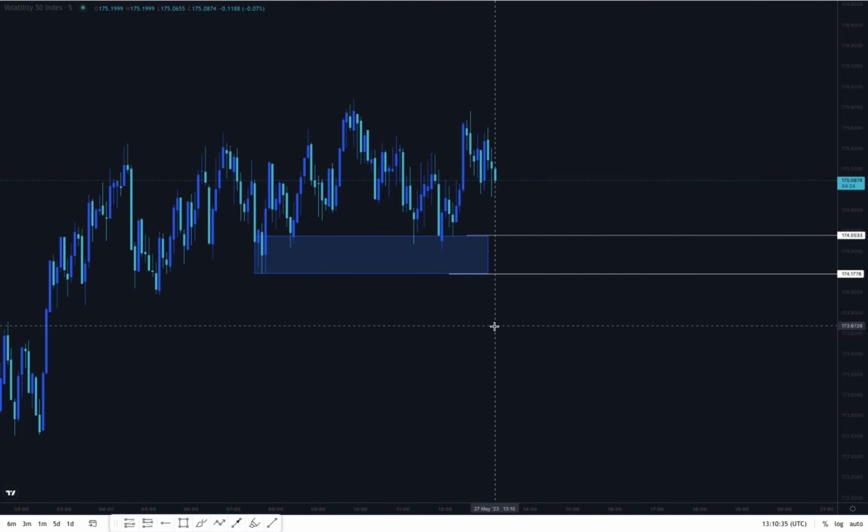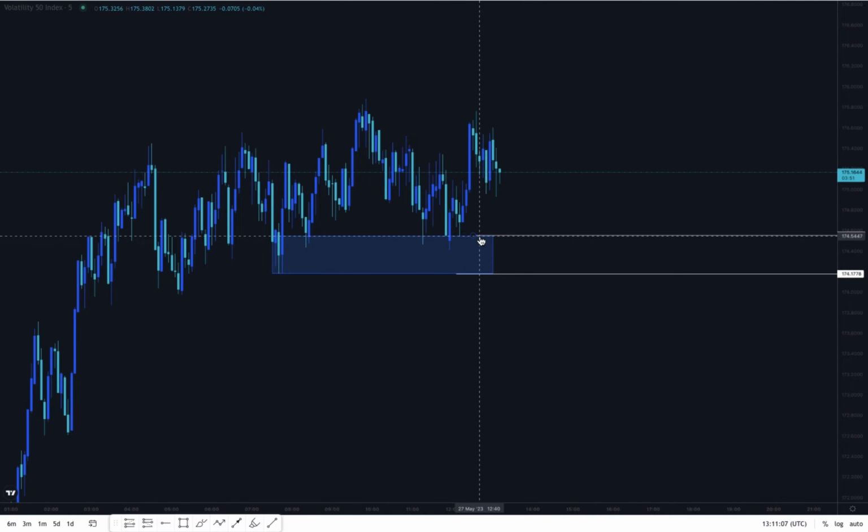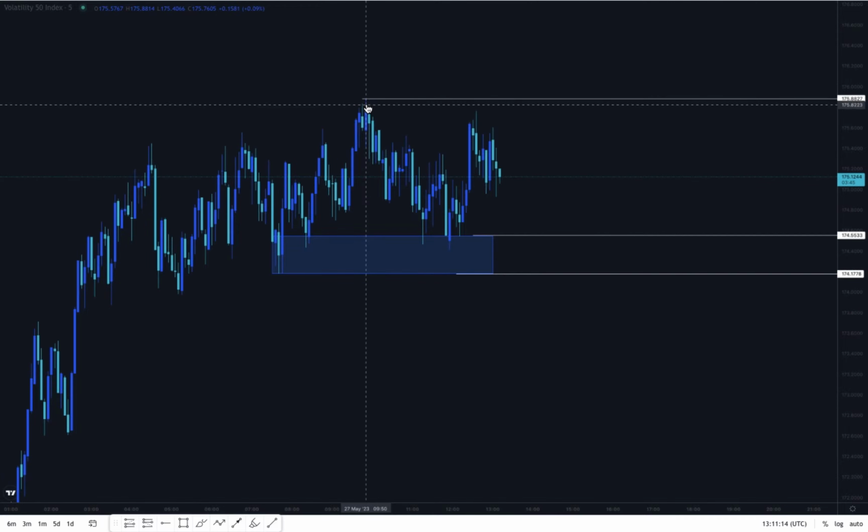I'm using these real lines because some people are only trading on the MT5, else I would have used the long and short tools too. So our entry is right here, our stop loss is here, and we want our take profit to be above this level. This is where we're going to take our profit.